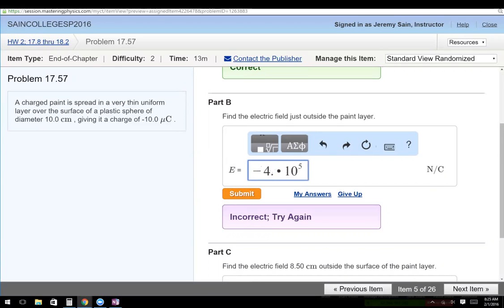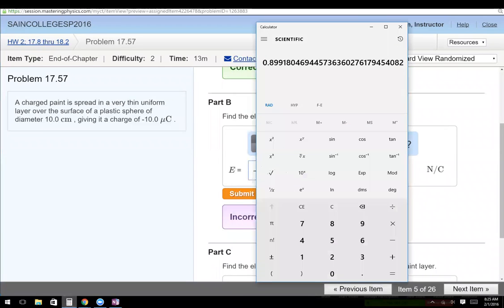Sometimes this thing will tell you to check your sign, and then sometimes it won't. Yeah, that's a good point. It probably would have told me to check my sign. Okay, so let me do this the other way real quick. So the other way it would be 10 times 9 divided by r squared, so 0.1. Oh, that is 9 times 10 to the 6th.